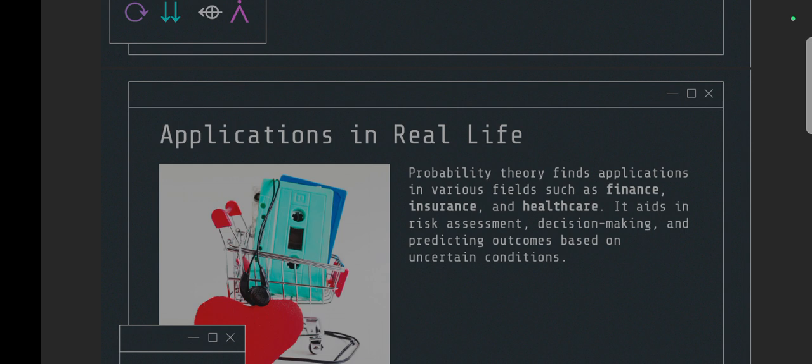Applications in real life. There are some key examples: insurance, quality control, polls and surveys, finance and investment, sports, insurance premium calculation, game theory, gambling, marketing analytics, and machine learning. These applications demonstrate how the law of large numbers helps in making informed decisions and predictions by leveraging the power of large samples to stabilize the outcomes.